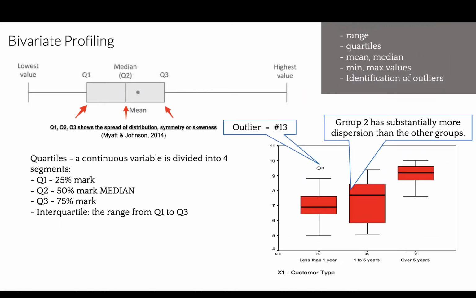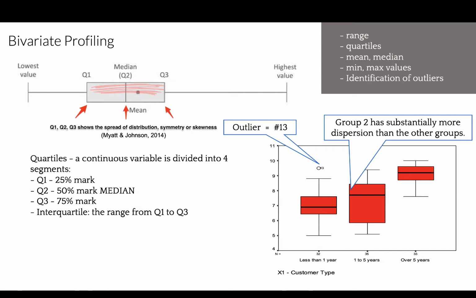Let's move to bivariate profiling. The graphical method for assessing group differences is the box plot. A box plot is a summary of the distribution with important values: range, quartile, mean, median, minimum and maximum values, and it also helps us identify outliers. So what are quartiles? Quartiles divide a continuous variable into 4 segments. Q1 is the 25th percentile mark, Q2 is the 50th percentile mark or median, and Q3 is the 75th percentile mark. The interquartile range is just the range from Q1 to Q3.